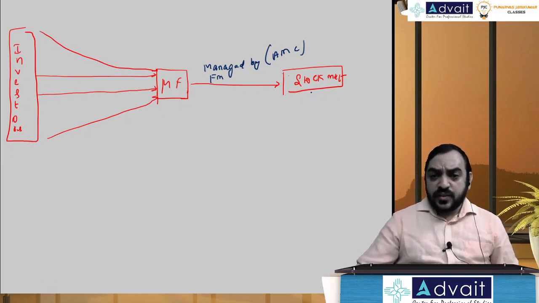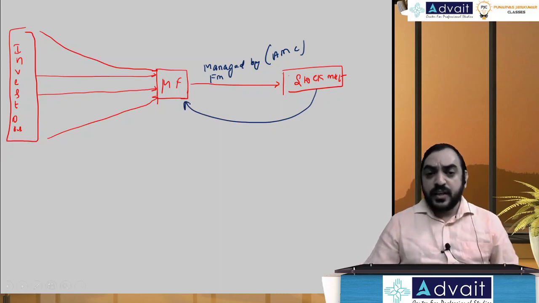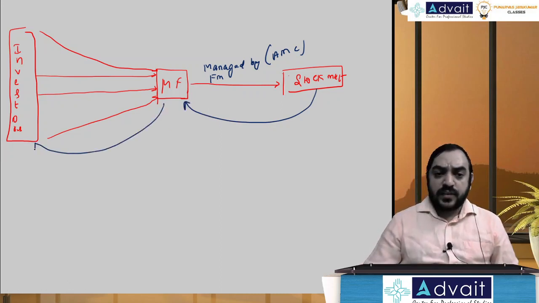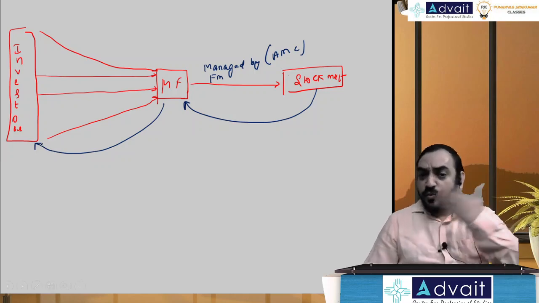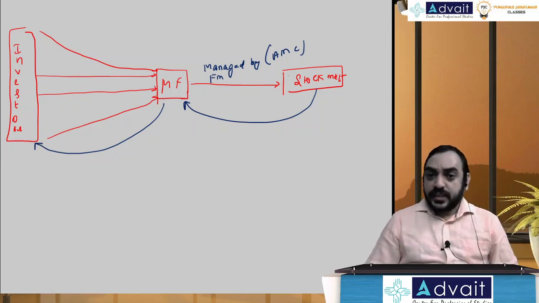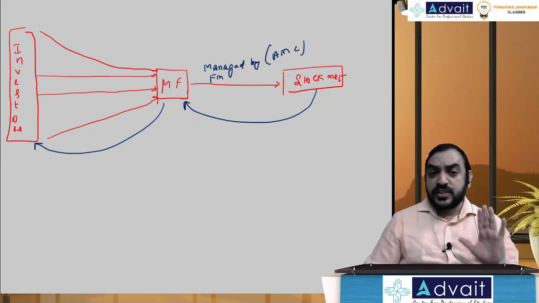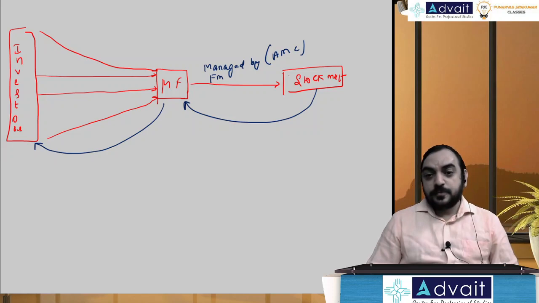And whatever the returns you get from the stock market, in the form of capital gain, in the form of dividends, will be distributed among investors or it will be reinvested. We have those types of methods. There also some calculation should be done, some expenses should be considered. All those things we will see.